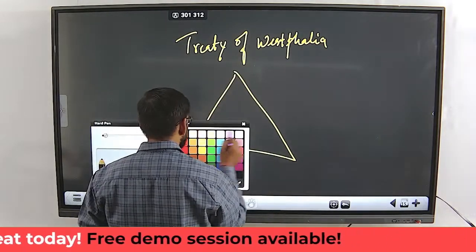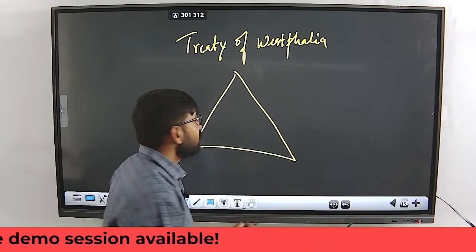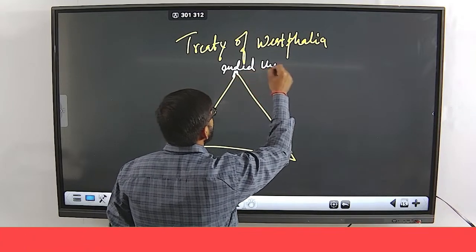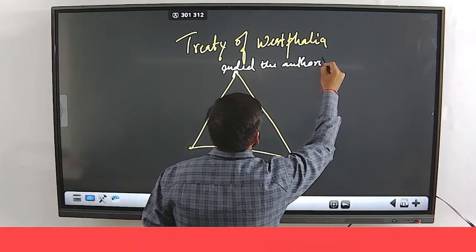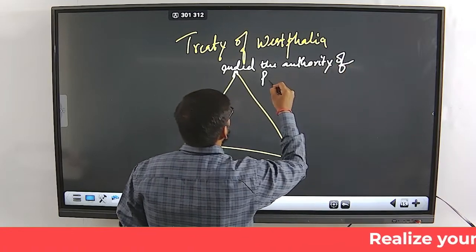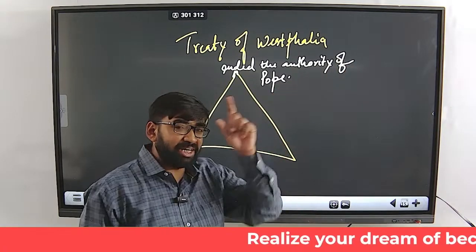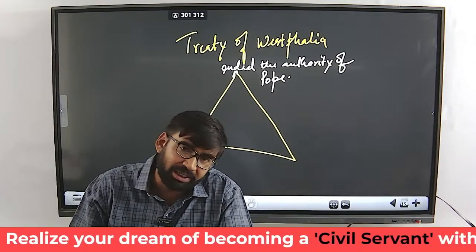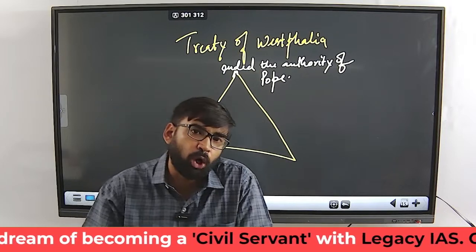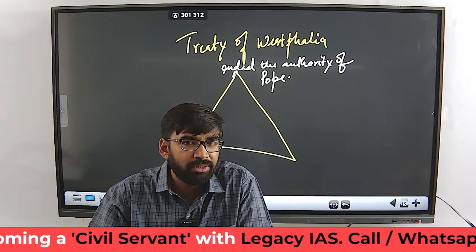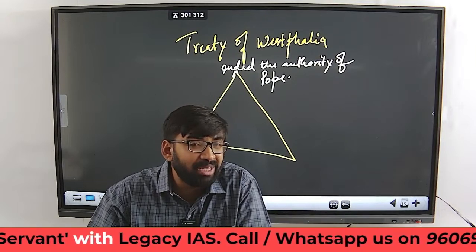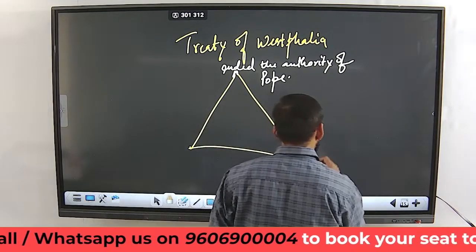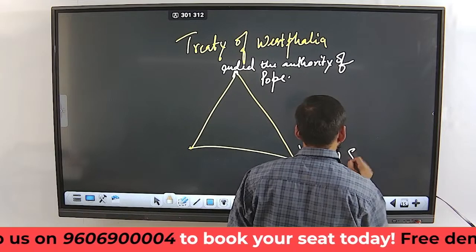So, the outcomes of the Treaty of Westphalia. Now this treaty ended the authority of the Pope. That means religion is not going to dominate politics. Politics is separated from religion. Getting my point? Now, who will be supreme? The state will be supreme. Another important thing, the concept of the nation state system came with this treaty.